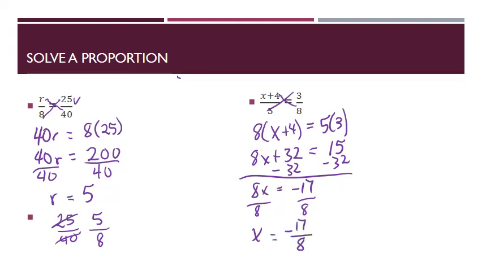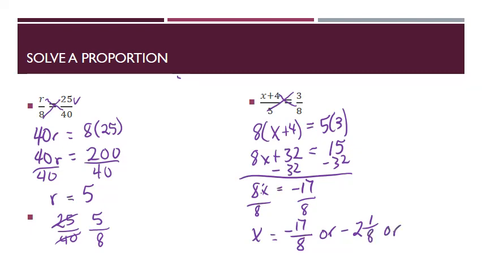And I could leave my answer just like that. I could make this a mixed fraction. Let's see if I did that. What would that be? That would be negative 2 1/8. 8 will go into 17 2 times with 1 left over, negative 2 1/8.